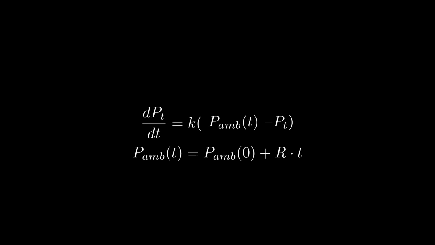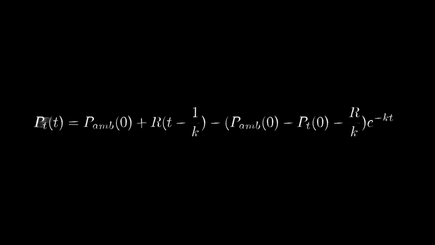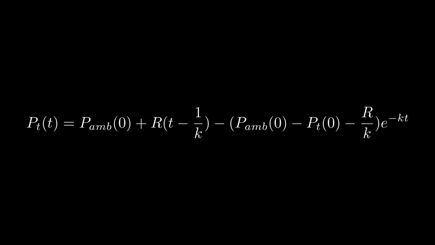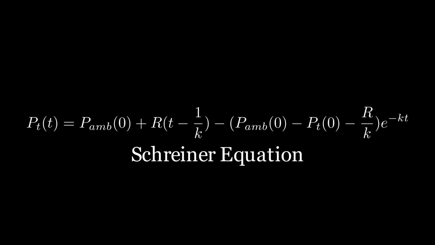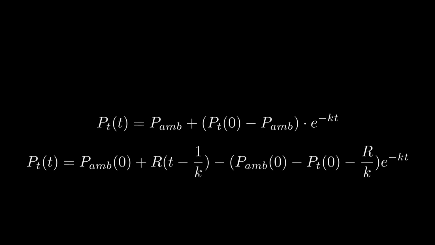On the other hand, if we consider that the ambient pressure varies linearly in time with rate r, we can solve this equation for tissue pressure. This equation is known as the Schreiner equation. And the constant r has dimensional unit of pressure per time. With those two equations, we can compute the amount of gas that a certain tissue K will absorb or expel if we descend to a certain depth with a descent rate r, or if we stay at a certain depth for a time t.